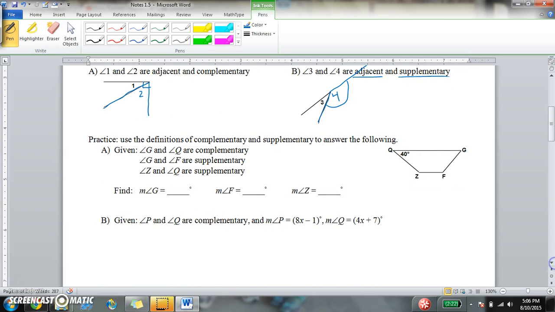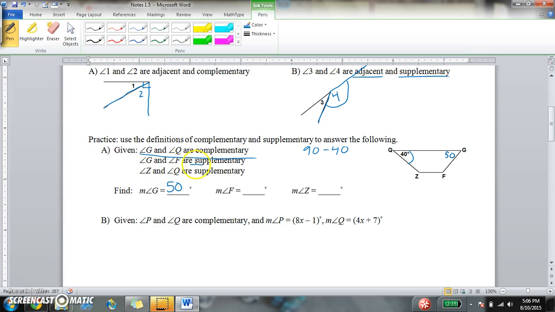So using those new definitions, it says that G and Q are complementary to each other, meaning that they add up to 90 degrees. So if we look over here and see that Q is 40 degrees, well, I know they have to add up to 90 together, so if I subtract 40 from 90, I get that G is 50 degrees. G is 50 degrees.